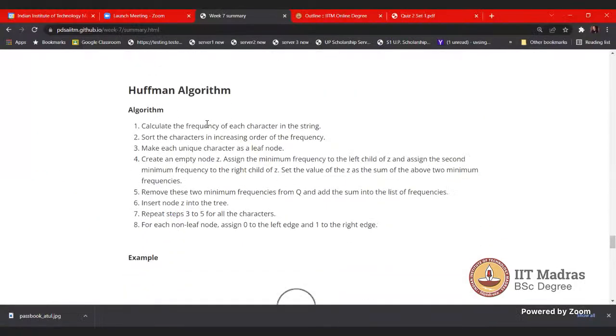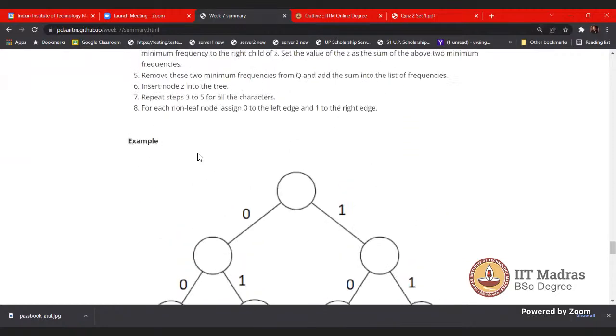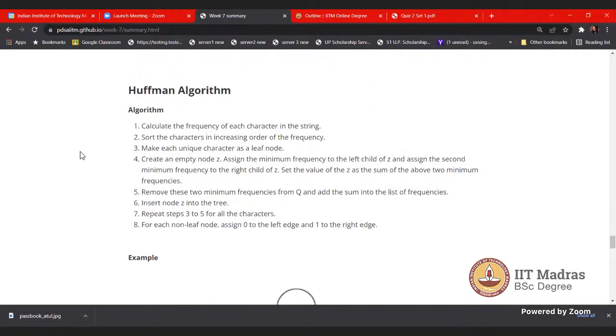Now next is Huffman algorithms. So is there any question about the Huffman algorithm? Someone is asking, what are the questions actually? Hello? If someone asked a question about the Huffman algorithm, what are the exact questions?